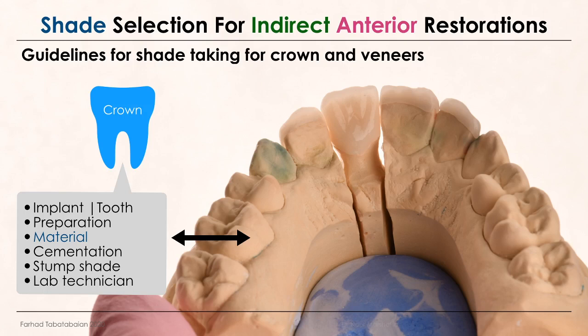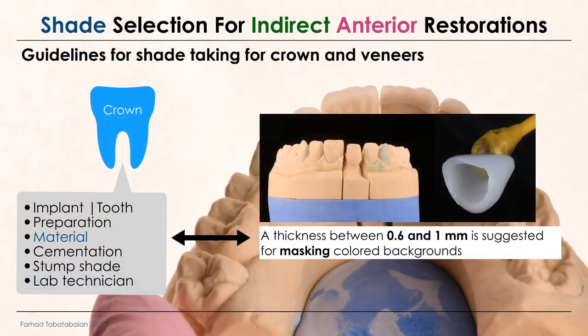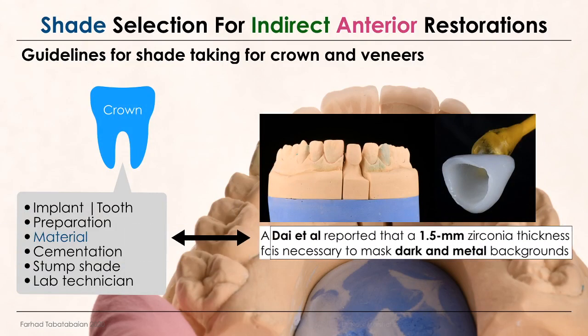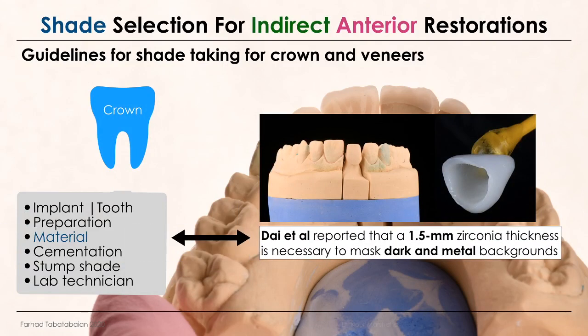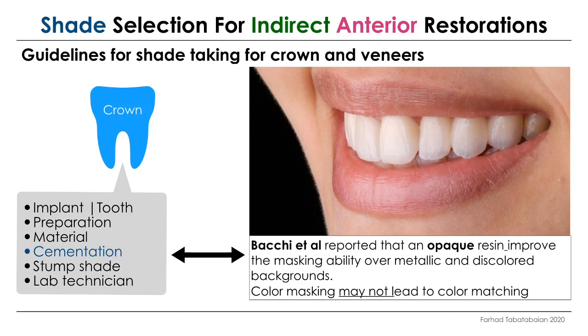What about the material of the crown? Polycrystalline zirconia ceramics may be more challenging than feldspathic and lithium disilicate. Why? A thickness between 0.6 and 1 millimeter is suggested for masking a colored background. Okay, we can see here. What about monolithic zirconia? It shows higher color changes with silvery metal backgrounds than with coppery metal and tooth-shaped backgrounds.